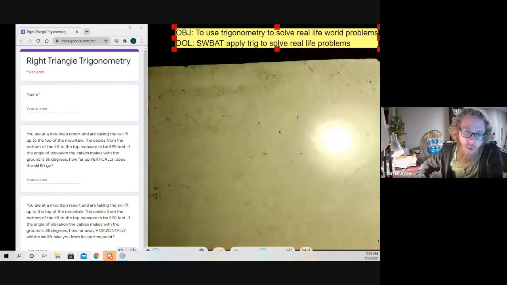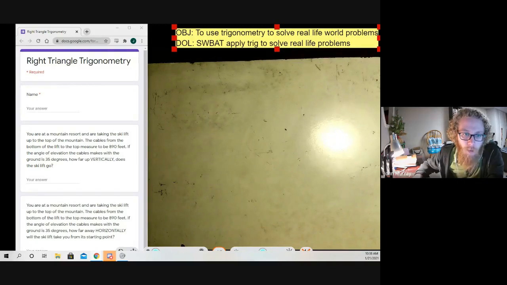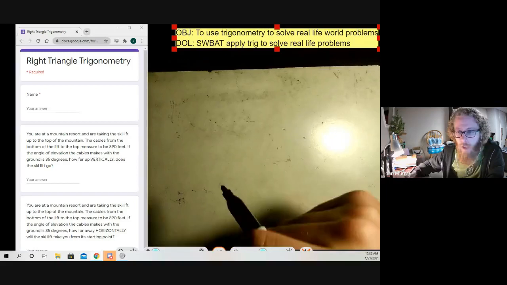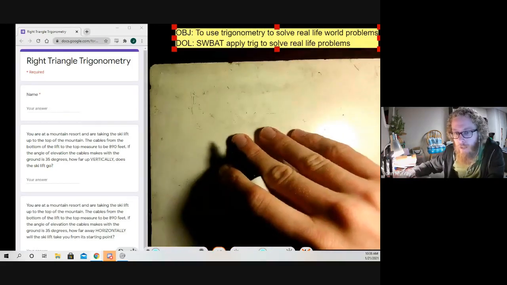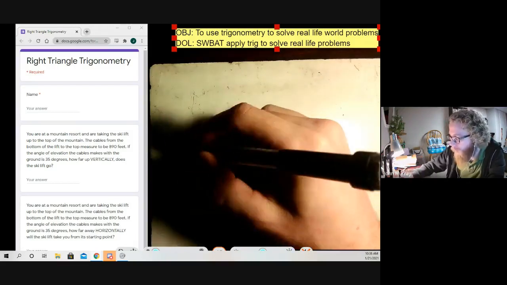You're at a mountain resort, and you're taking a ski lift to the top of the mountain. The cables from the bottom of the lift to the top measure 890 feet. If the angle of elevation the cables makes with the ground is 35 degrees, how far up vertically does the ski lift go? All right, so you had two parts for this question. Same situation for both, so I'm just going to draw one picture.